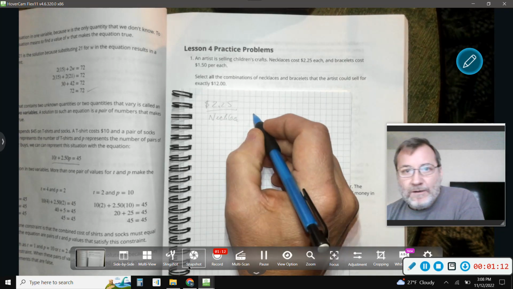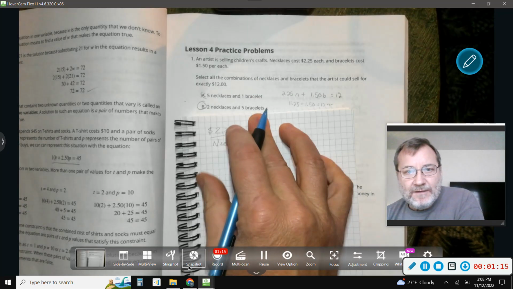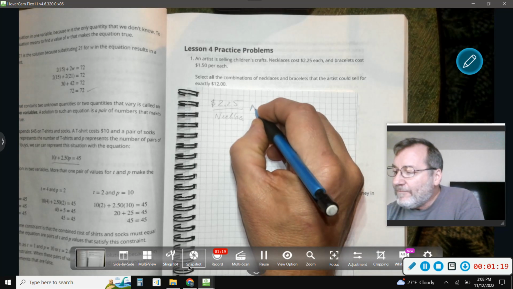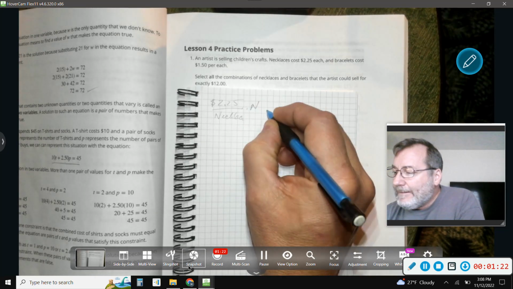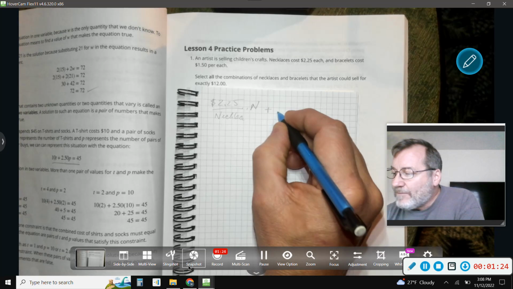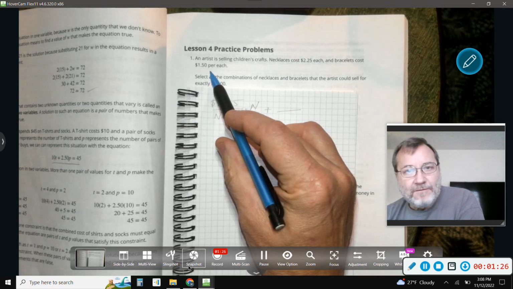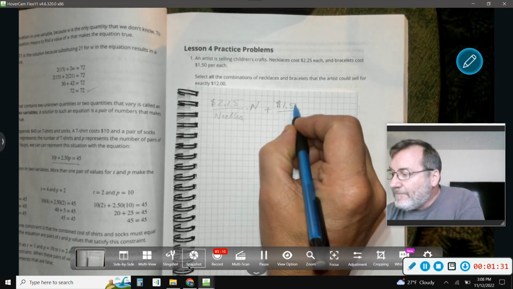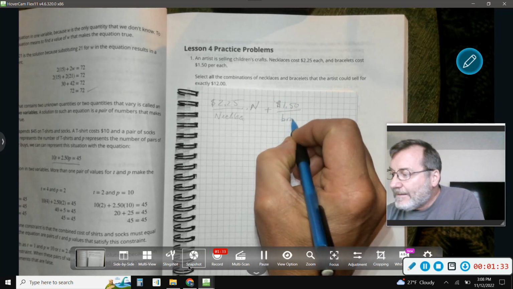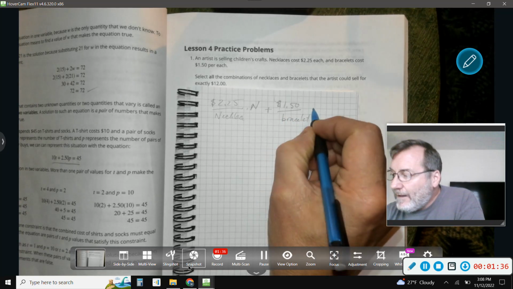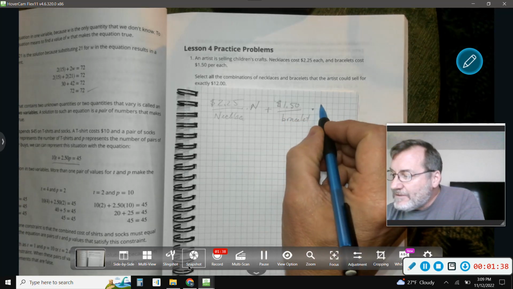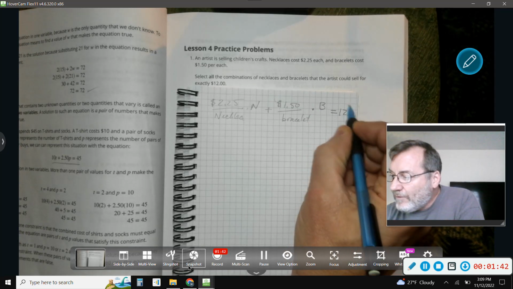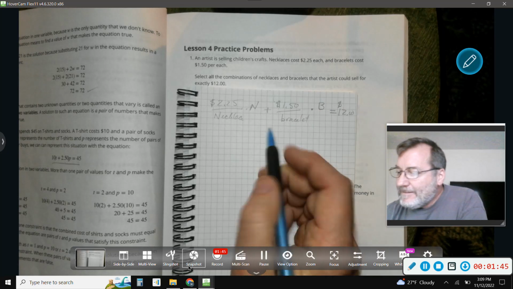And let's see, what do they give here? Let's just use a capital N for the number of necklaces. Then I have to add to that the price of the bracelets, and the bracelets are $1.50 each. So that's $1.50 for each bracelet, and I have to multiply that by the number of bracelets, which I'll call a capital B, and the total has to be $12. So the combination of the two.